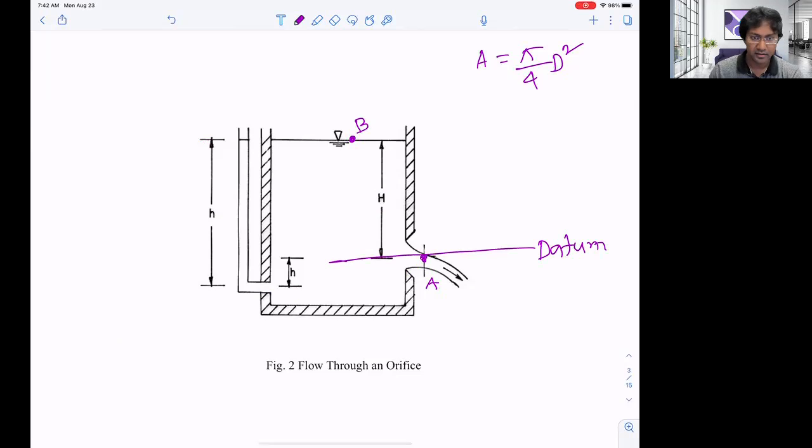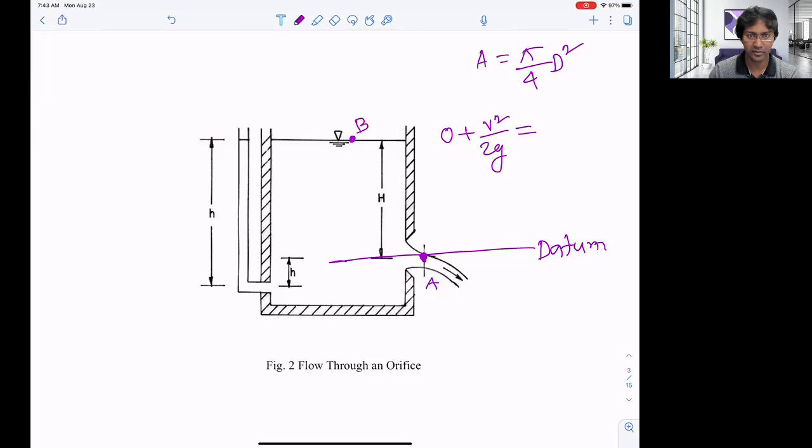So for point A, do we have any elevation? No, it is located at the datum, so there will be no elevation head. Is there any pressure head, or any velocity head? Yes, definitely we have velocity, but we don't know the velocity yet. What will be the velocity? So it will be 0 plus v squared over 2g, equal to, for the other point, do we have any velocity?